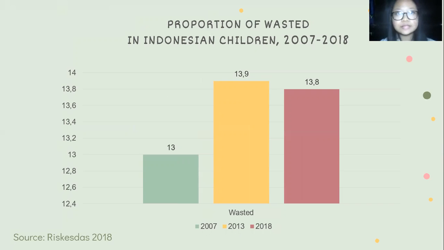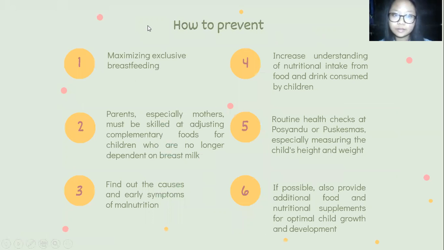And then this is the graph about the proportion of wasted in Indonesian children from 2007 until 2018. From the graph, we can see that the highest proportion of wasted in Indonesian children is in 2013, and the lowest number is in 2007. And this data is provided in percentage, and the source of the data is from Riskesdas 2018.